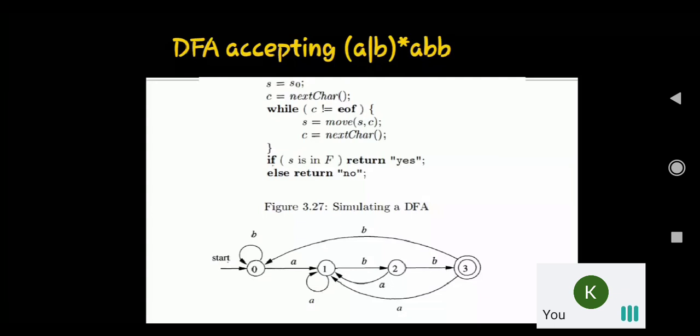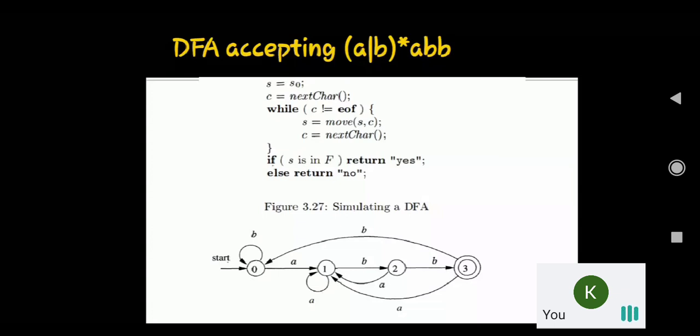And then the next important thing is the diagram that we have at the bottom, the figure for simulating a DFA. This is a very important diagram. So first I would like to explain this particular algorithm. The first two lines: s equal to s0. S0 means the start state. So s equal to s0 denotes that we first start from the initial state. That is the initialization of the start state.